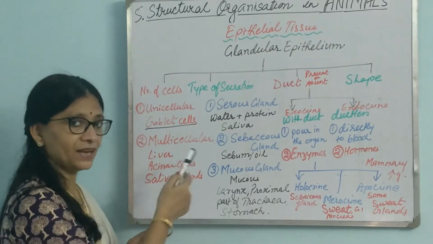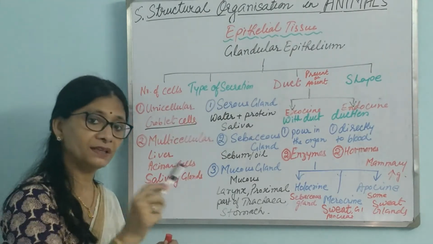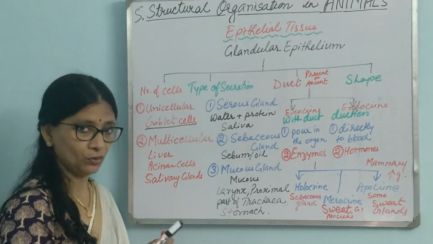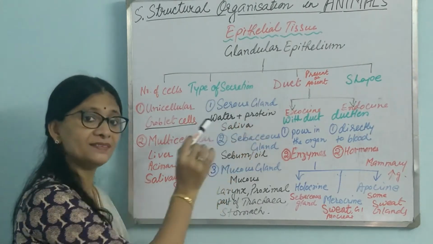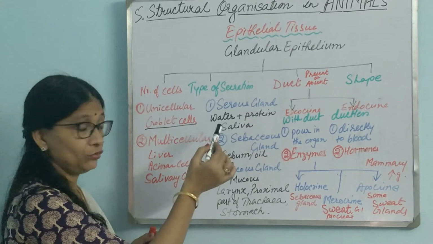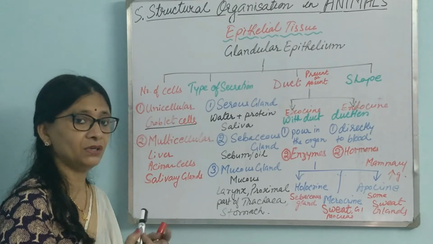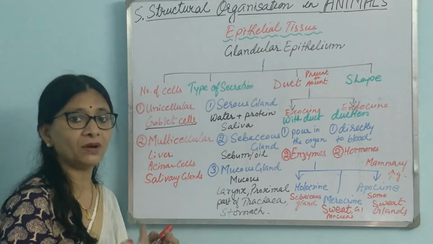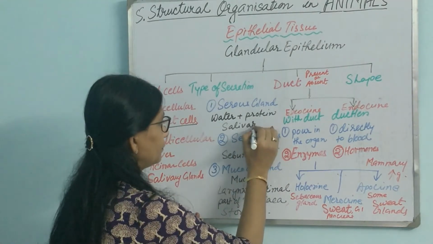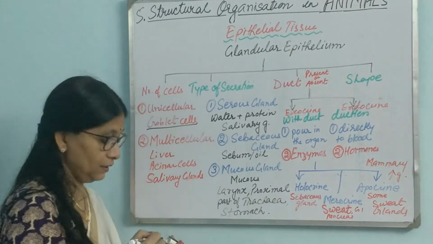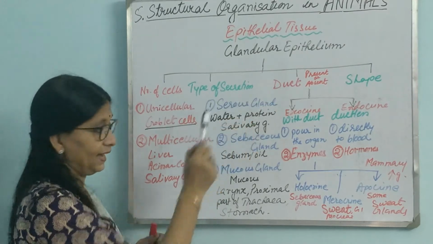Then the next type of division will be on the type of secretion that the gland is doing. So based on this criteria, number one, they are known as serous gland if the secretion is water plus protein. Their secretion is basically watery secretion with some protein in it. So the example of such type of gland is salivary gland. They secrete watery substance along with proteins. So they are known as serous gland.